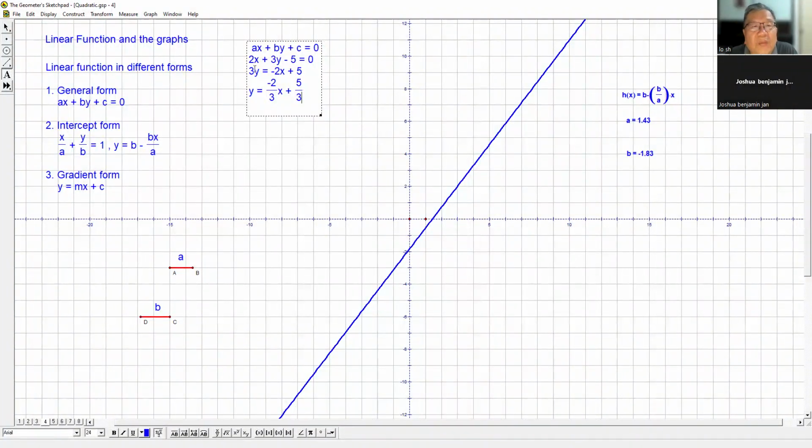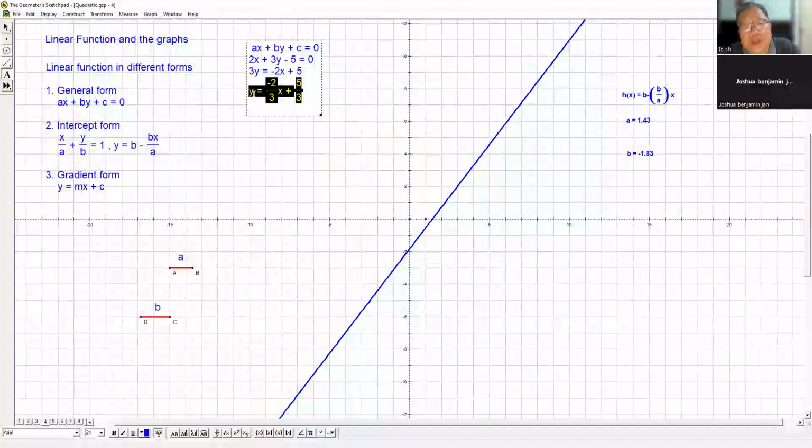So from the general form of a linear equation, I can change it to the gradient form. Now, why do I need to change from this general form, ax plus by plus c equals to 0?